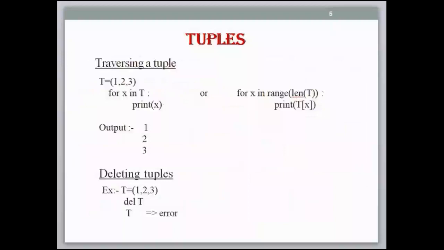Traversing a tuple. If t equals to 1, 2, 3, you can print like this. For x in t, print x. It will print each element of the tuple. And similarly, you can use this code as well, like for x in range length of t, print t[x]. Both codes will give you the same output. Now, how to delete a tuple? Just use the del keyword like del t.